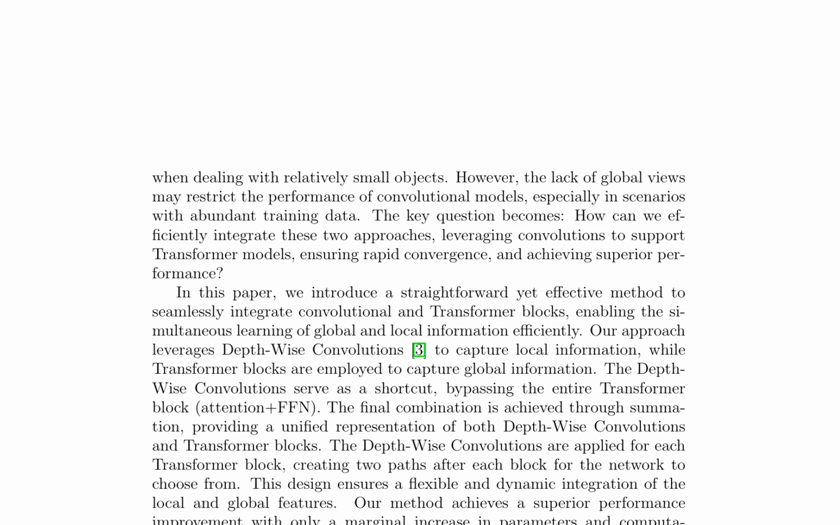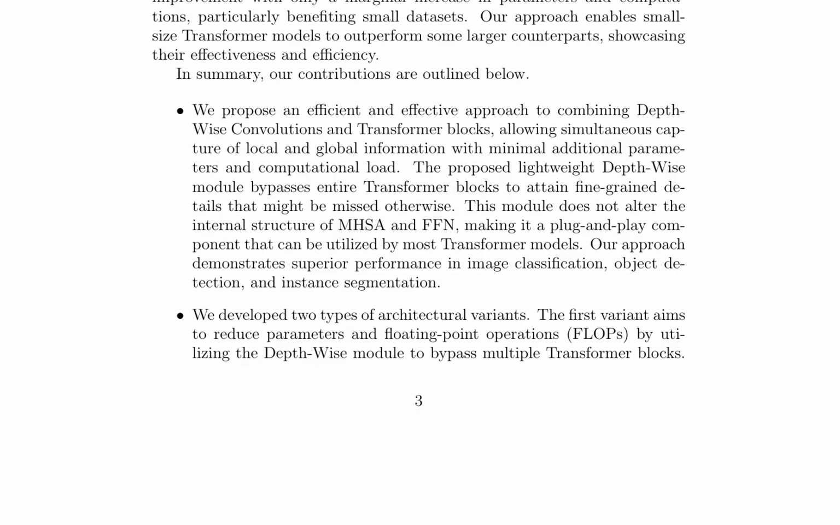This research introduces a novel method to seamlessly integrate convolutional and transformer blocks, enabling the simultaneous learning of global and local information. The proposed approach employs depth-wise convolutions to capture local information, while transformer blocks are used to capture global information. The depth-wise convolutions serve as a shortcut, bypassing the entire transformer block, and the final combination is achieved through summation, providing a unified representation of both.